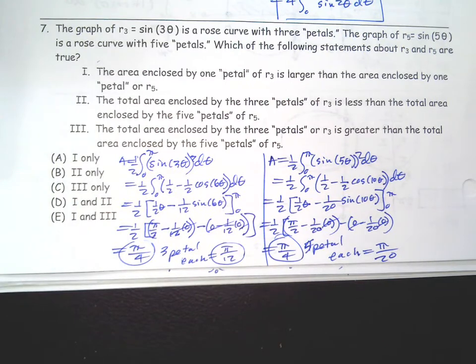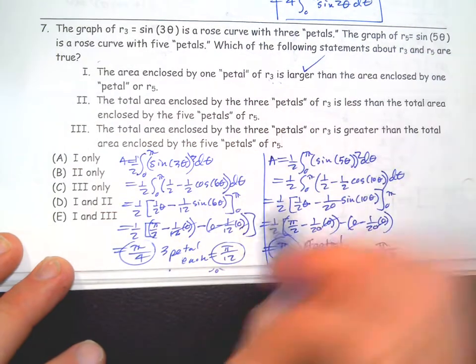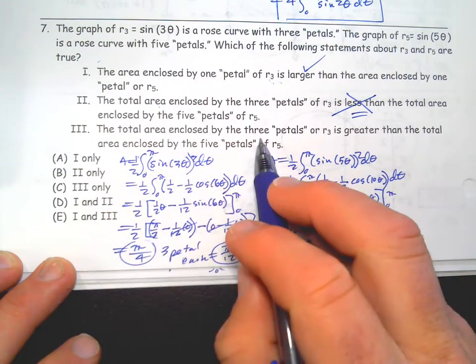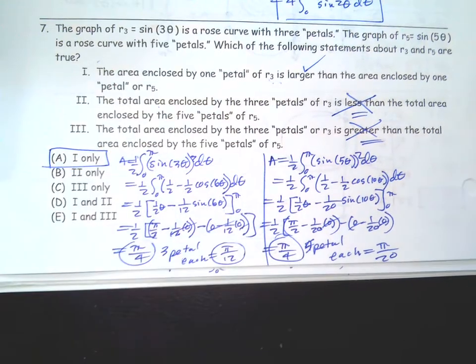So each petal in this one, though, is going to be pi over 20. So here's the crazy thing: flowers with the same radius, but different numbers of petals, have the same area in them. The total area is the same, but obviously if there's more petals to divide the same area, then the more petals there are, the smaller each petal is. So the area enclosed in 1 petal for R3 is larger. Yes. The total area enclosed in 3 petals is less. No. They are equal. The total area enclosed by 3 petals is greater. No. They are equal. So it's going to be 1 only. But that's kind of an interesting thing that we never really talked about.